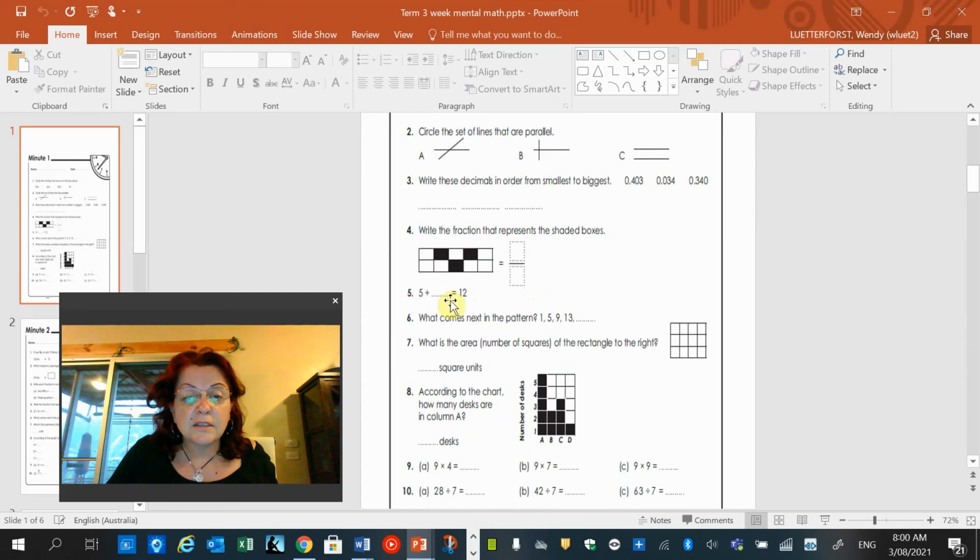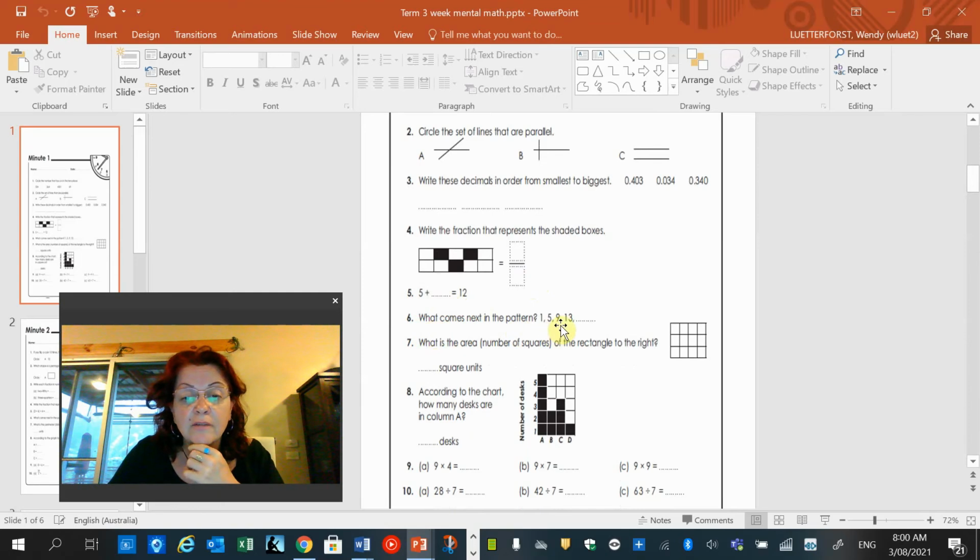What do we add to 5 to get to 12? Well, of course, we have to take 12 minus 5, that's a part and that's a whole, so we take the part away from the whole and write it in. Of course, that's 7.